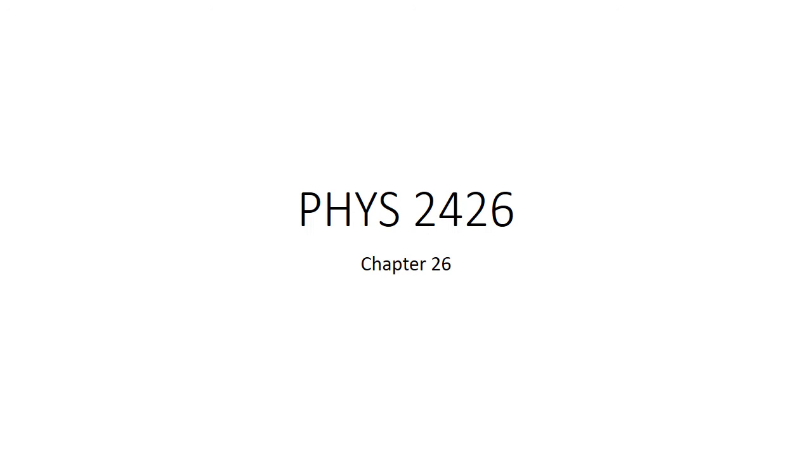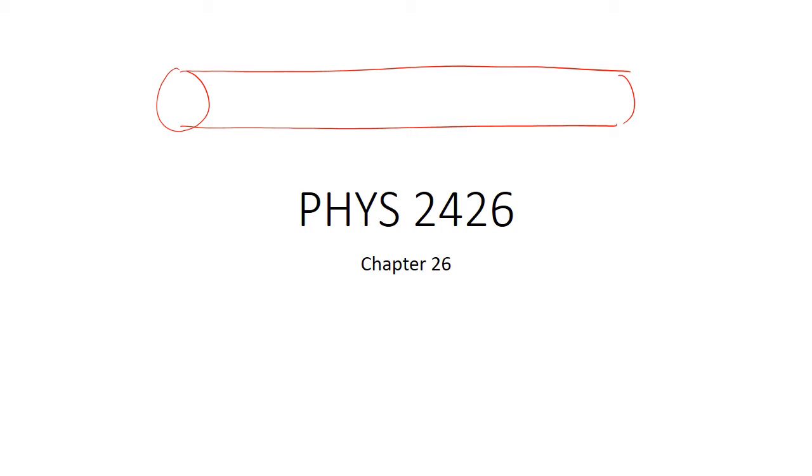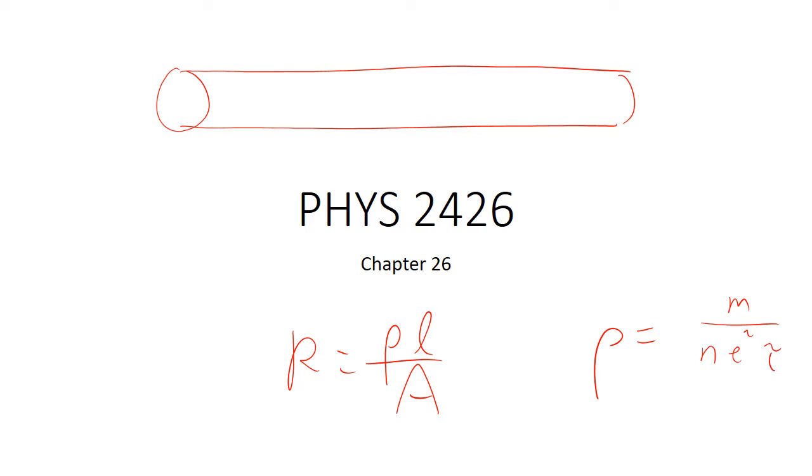In considering resistance and resistivity, remember that resistance is going to be rho L over A. Okay. Well, remember we also said that rho, the resistivity, is going to be m over n e squared tau. Now, for most of this, it is not a big deal.